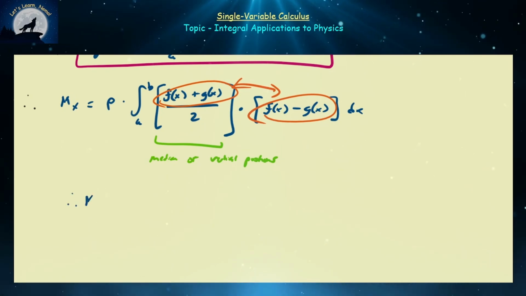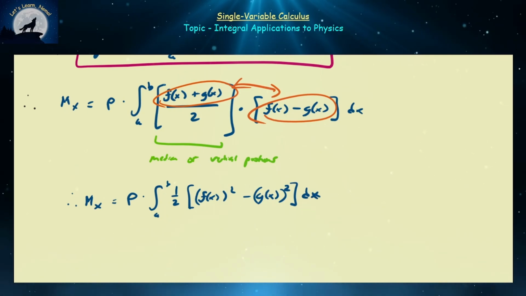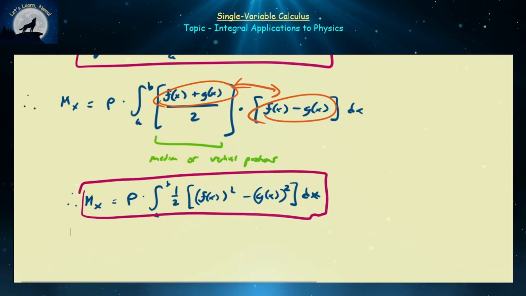So we have that mx, or our moment of y, will be equal to density times the integral from a to b of 1/2 of f of x squared minus g of x squared dx. All right, so we have mx and my. So these are the moment of x and the moment of y.